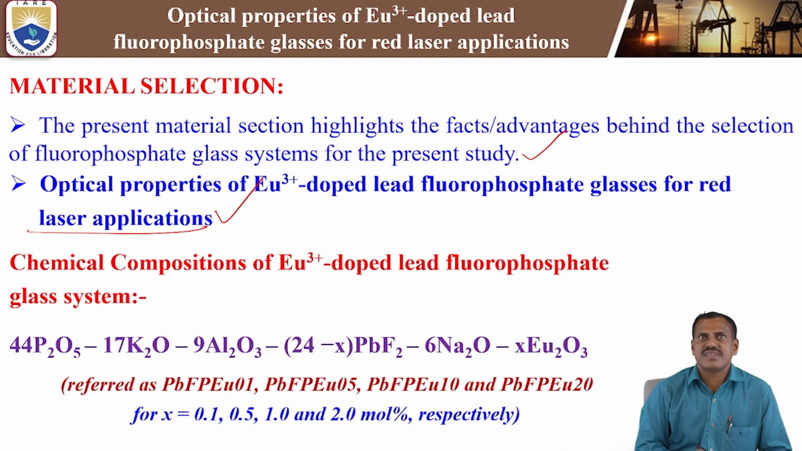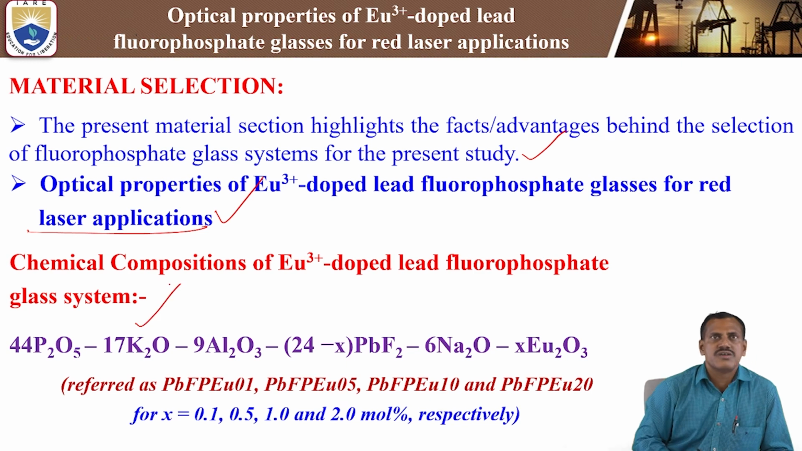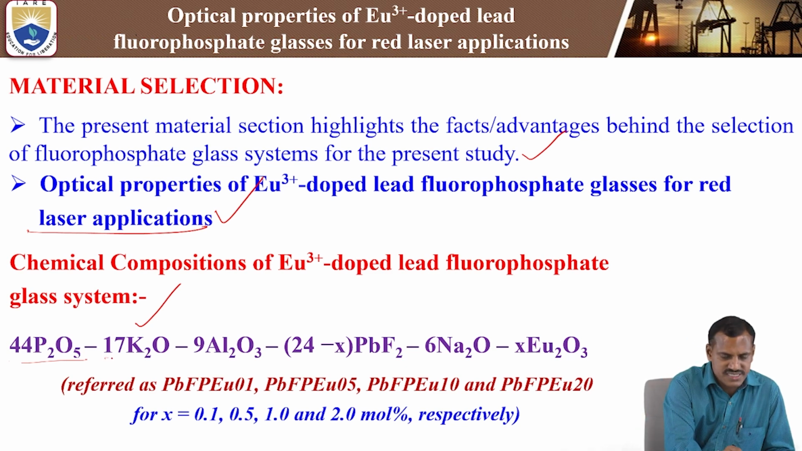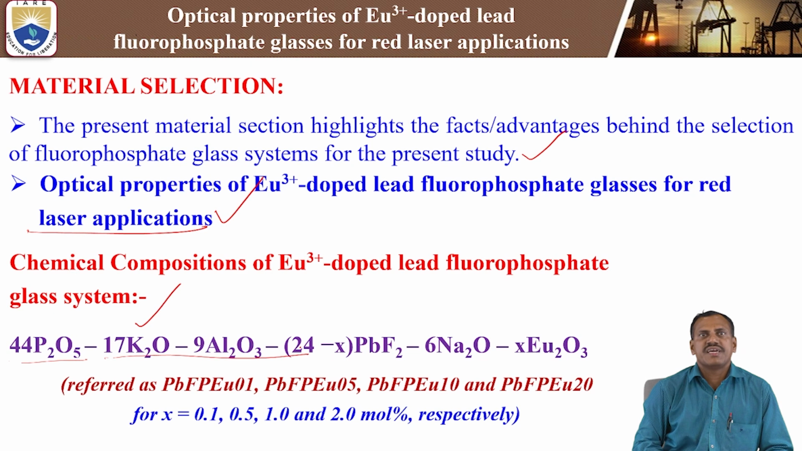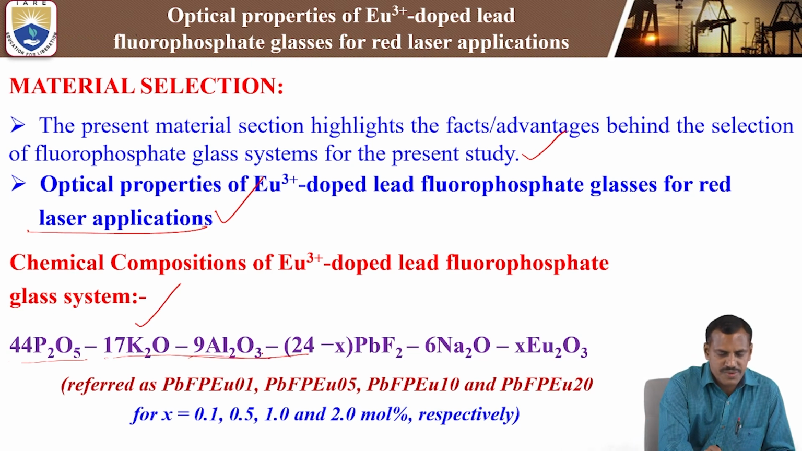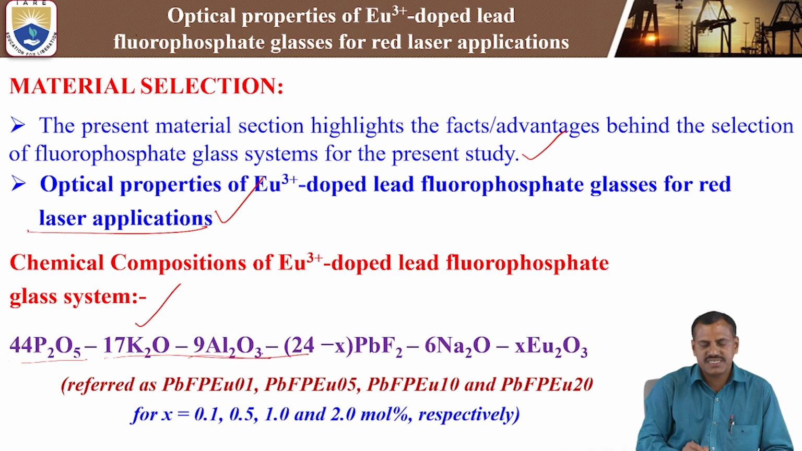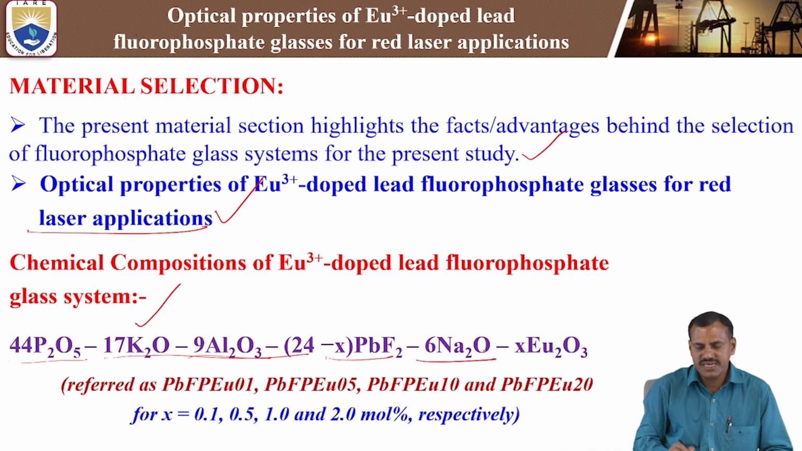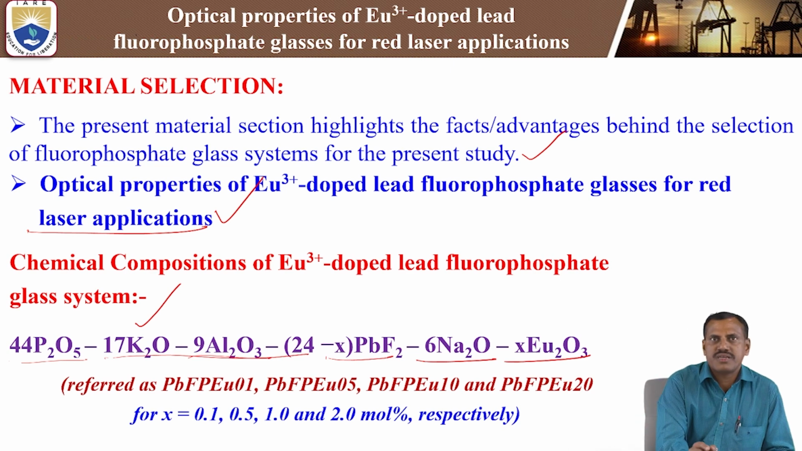Next, what is the chemical composition of the present study? In the present study we used fluorophosphate glass. It contains 44 mole percent of phosphate, P2O5, phosphorus pentoxide. Next, the modifiers are 17 K2O, potassium oxide, 9 aluminum oxide, 24 minus X lead fluoride, and 6 mole percent of sodium oxide. Next, X mole percent of europium oxide.